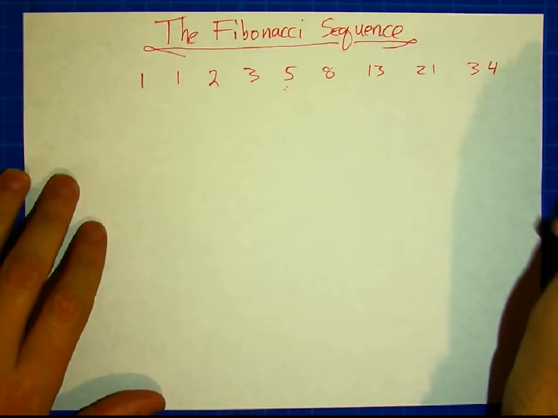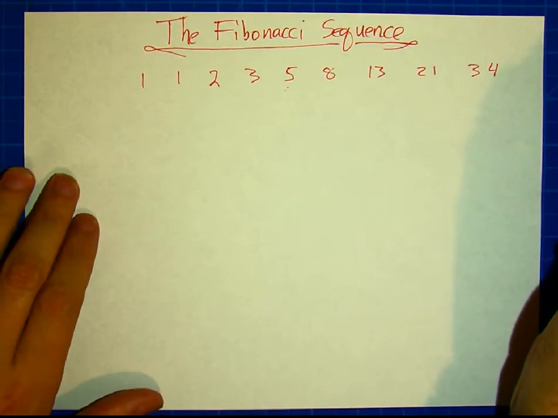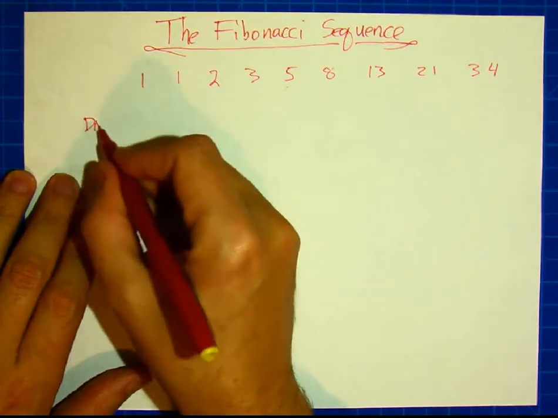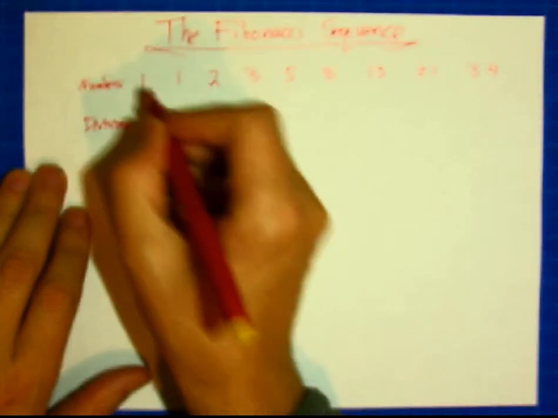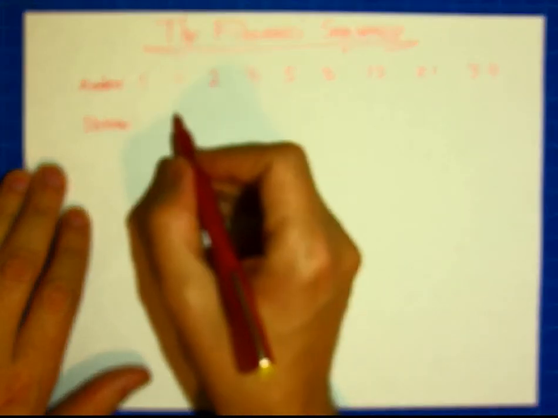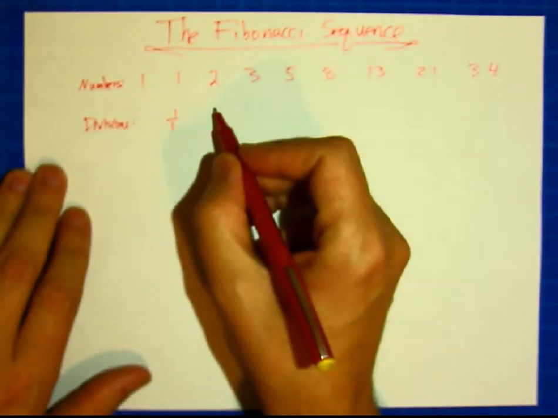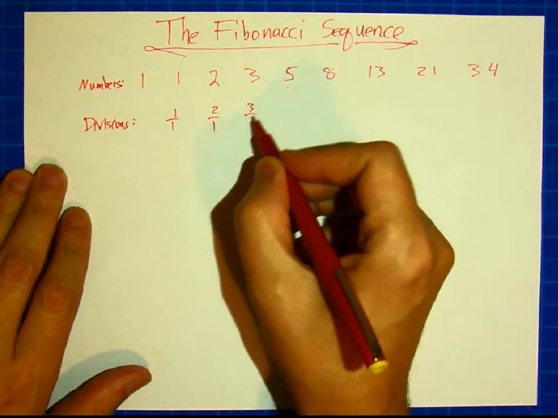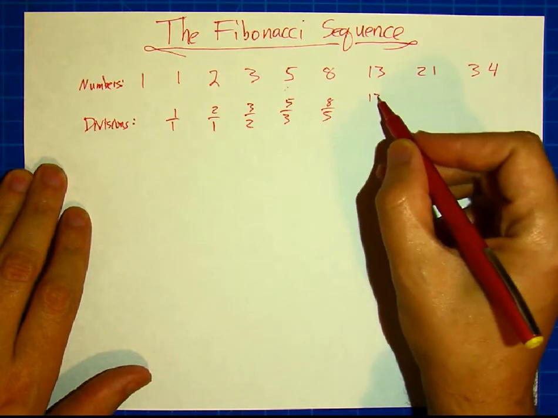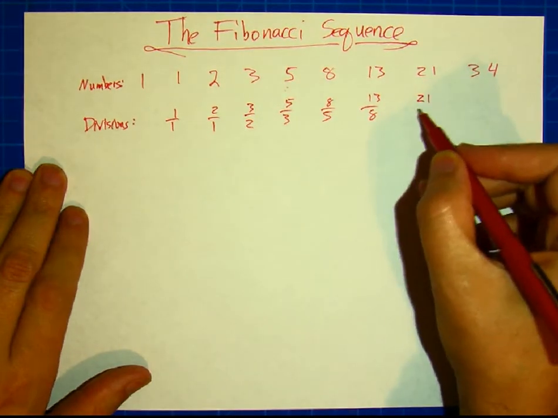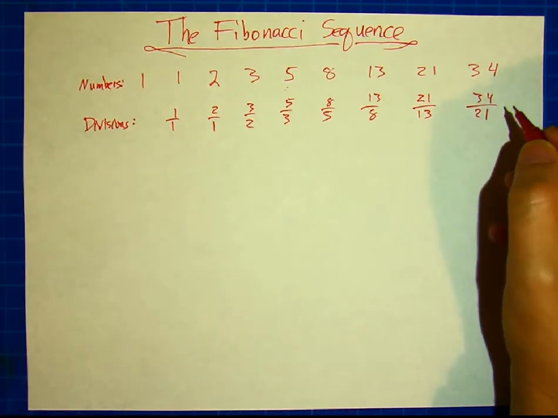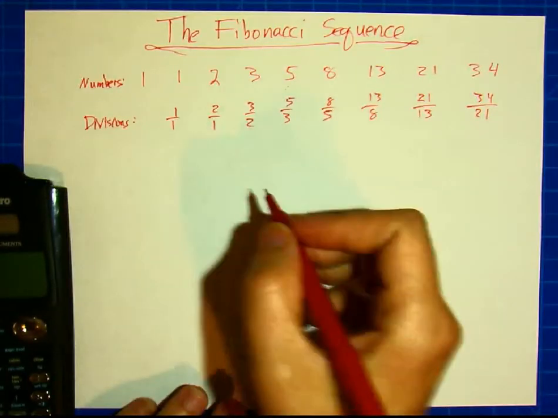Now, there's some pretty interesting stuff about this sequence, but one of my favorites is what happens when you divide the numbers. For example, if we come down here and we divide each subsequent term by the previous one, 1 over 1, and then 2 over 1, 3 over 2, 5 over 3, 8 over 5, 13 over 8, 21 over 13, and then 34 over 21. We can put each one of those in a calculator and get its decimal equivalent.